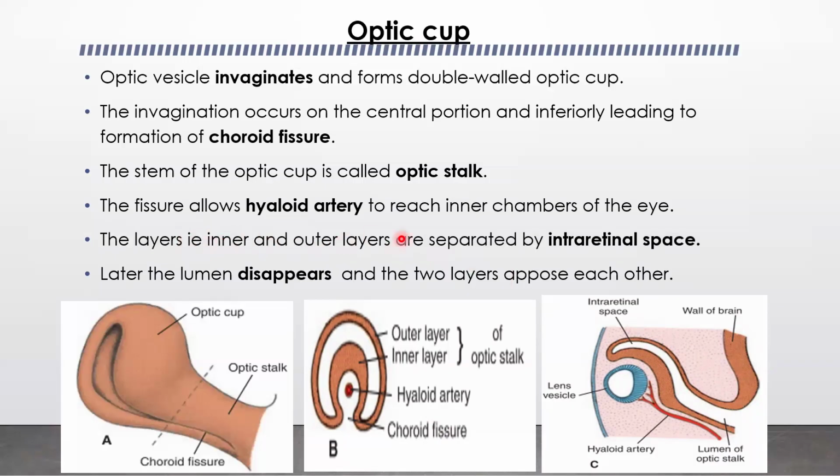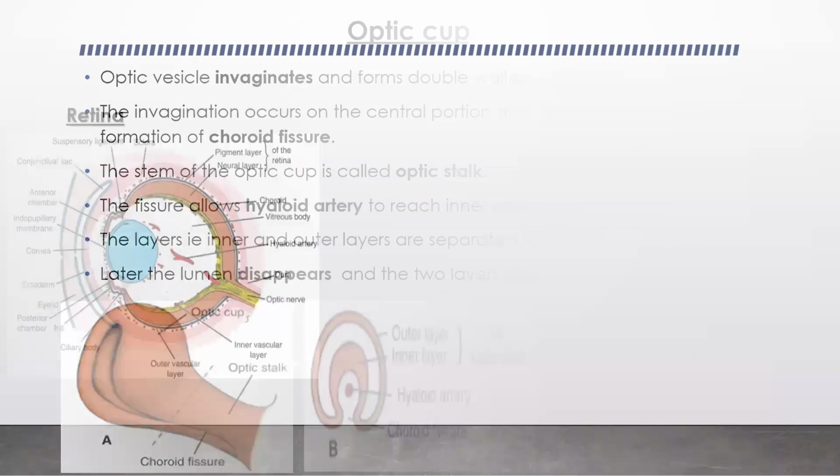So the inner and outer layers are separated by this intraretinal space I had alluded to earlier. This intraretinal space is supposed to disappear, and the two layers are apposed and attached to one another to give us one definitive layer. Remember, this optic cup, given that it's coming from a neural part, will give us neural components in the eye.